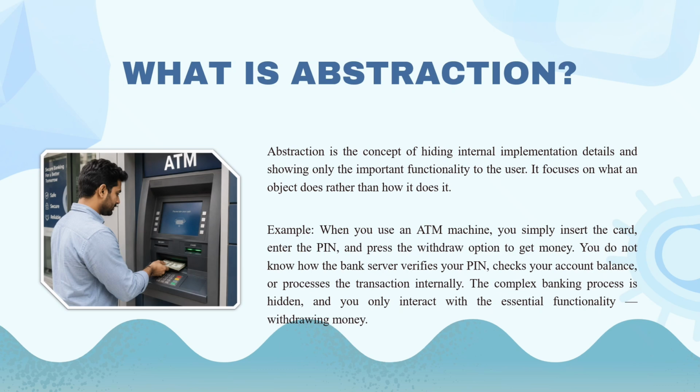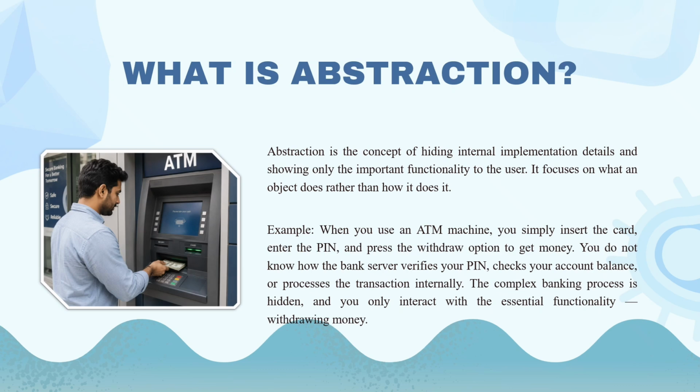Now let us understand the definition of abstraction. Abstraction means hiding the internal implementation and showing only the important functionality to the user. In simple words, it focuses on what an object does, not how it does it. Let us understand with a real-time example. Suppose you are using an ATM machine. You insert the card, enter the PIN, and withdraw the money.